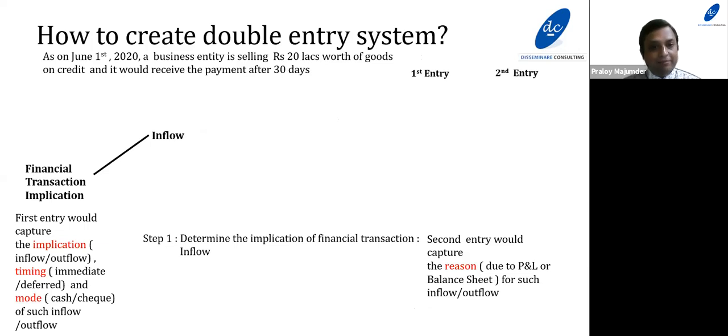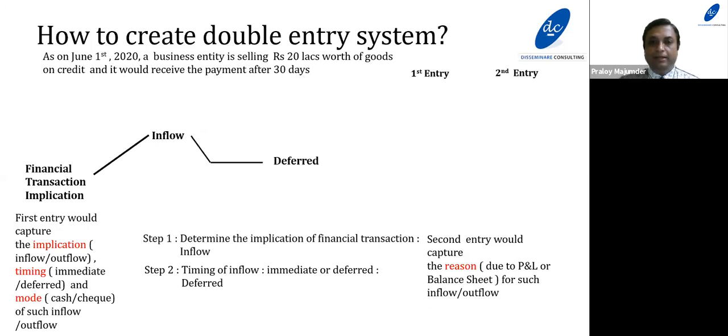So we'll apply the same concept. So implication, inflow, timing deferred. Now, if it's a deferred inflow, then the first entry would be the debit, balance sheet, asset, current assets, receivable, rupees 20 lakhs. Second entry, credit, profit and loss, income, sales. So when there is a deferred inflow, the first entry would be debit. This debit is because of inflow. So the accounting head would be balance sheet, asset, current assets, receivable.